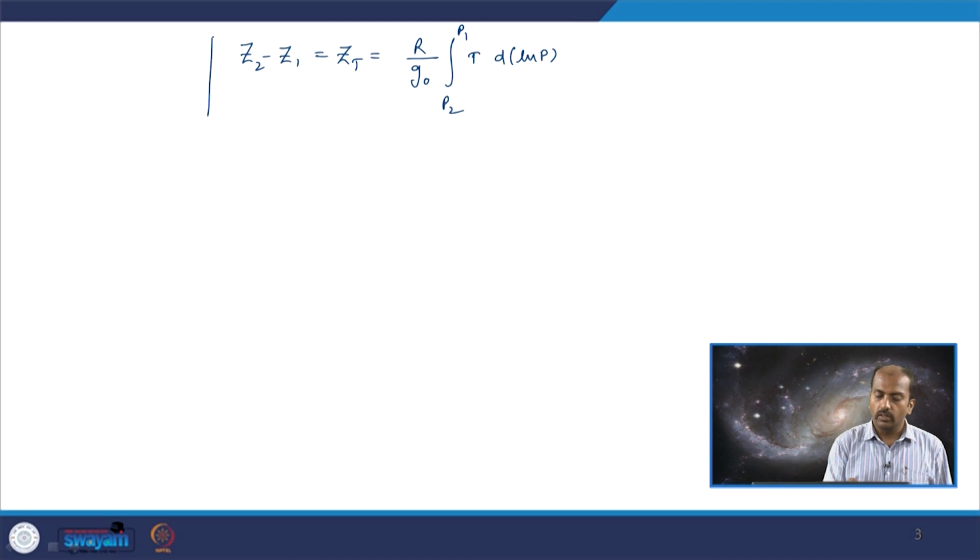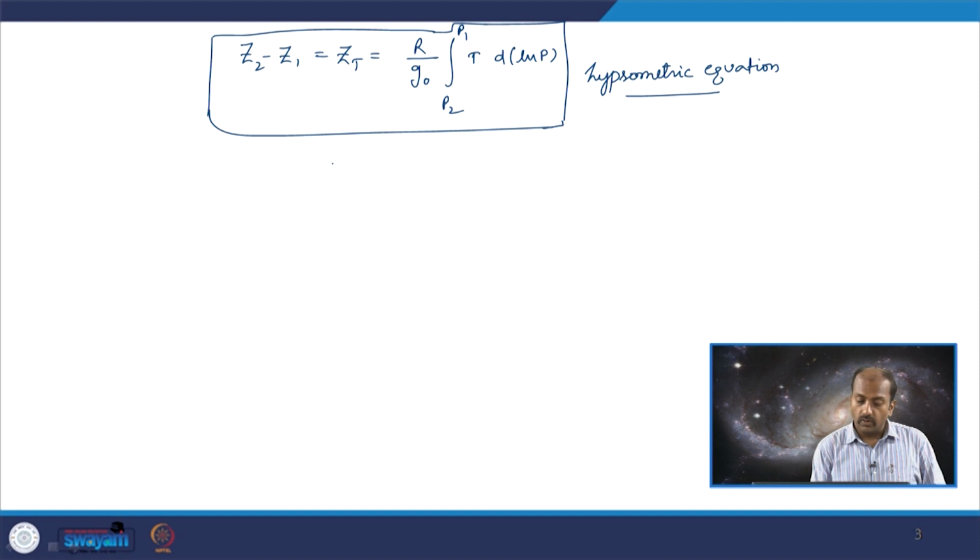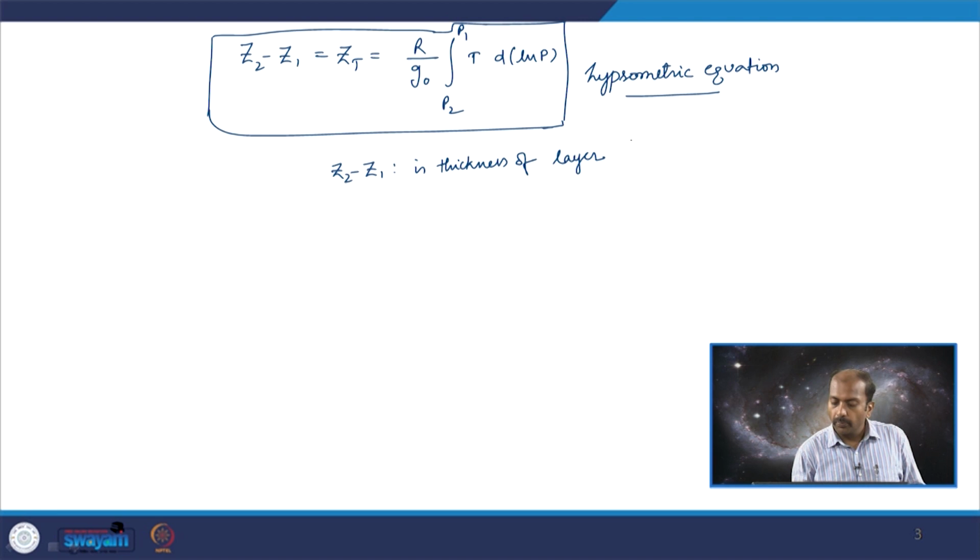So this equation is called the hypsometric equation. Very well. Now what is z2 minus z1? z2 minus z1 is the thickness of the layer of atmosphere which separates the two pressure surfaces at P1 and P2.